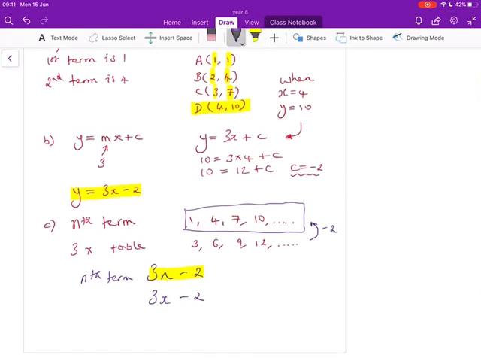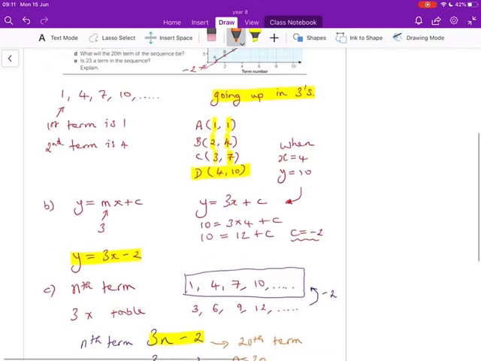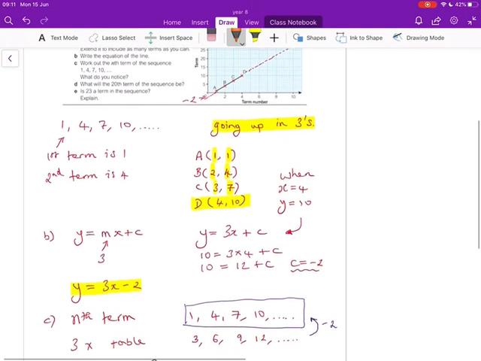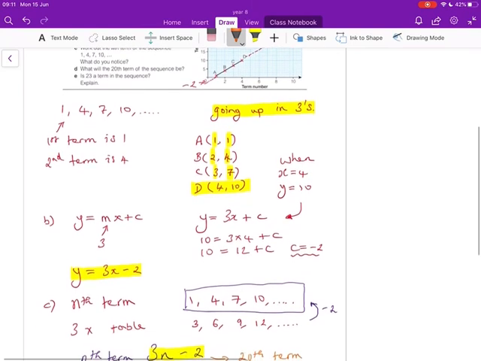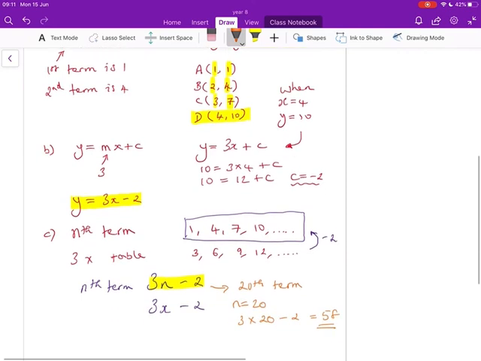What would be the 20th term of the sequence? To find my 20th term, I need to let n be 20. So I'll do 3 lots of 20, 60, take away 2. My nth term should be 58. So my 20th term is 58.